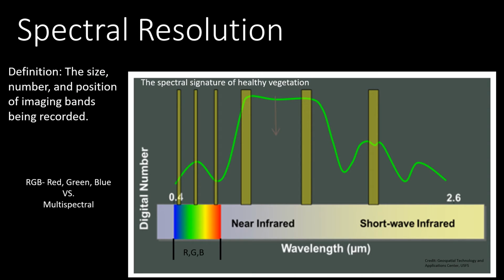Another characteristic is the spectral resolution of imagery. The spectral resolution refers to the size, number, and position of imaging bands being recorded. For example, most of the cameras we use only record visible bands of light, right? Red, green, and blue. But if we look here at the spectral signature of healthy vegetation, that green squiggly line, we can see that the visible spectrum only reveals part of the story. Additional information can be obtained from the non-visible portion of the spectrum.